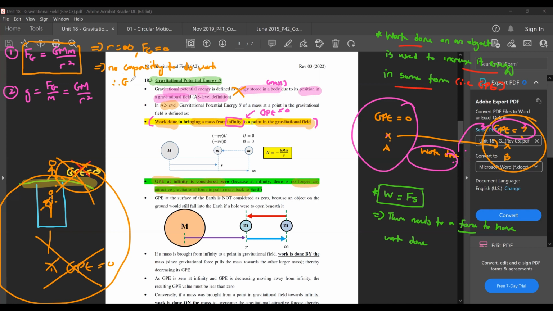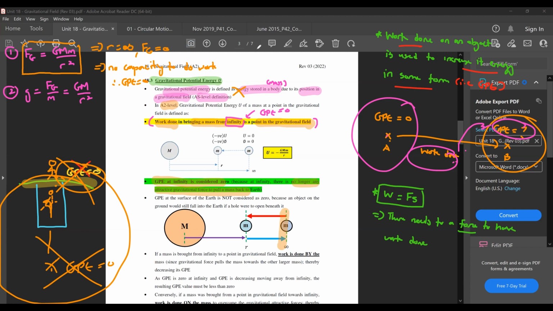Therefore, GPE will be 0. This is where your GPE is 0. Okay, it's at infinity. So your GPE at infinity is 0. All right, so that one is your reference point, at infinity.